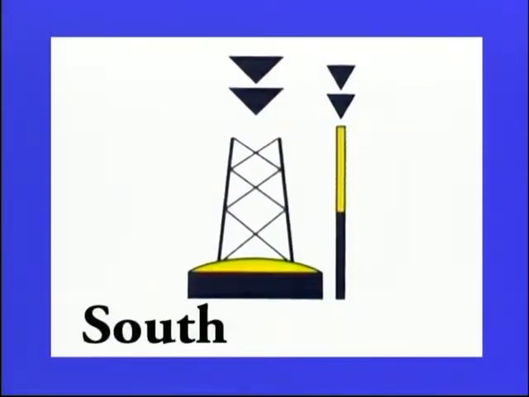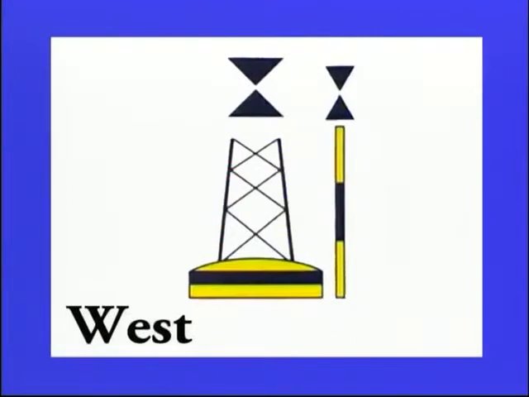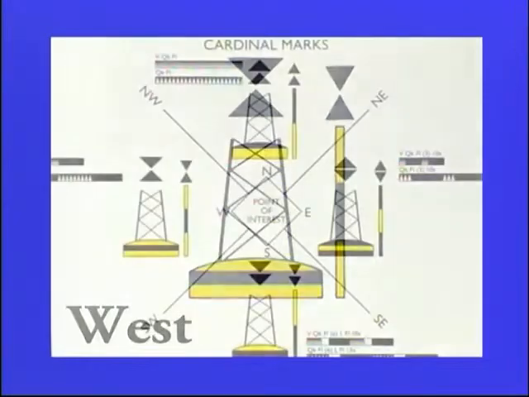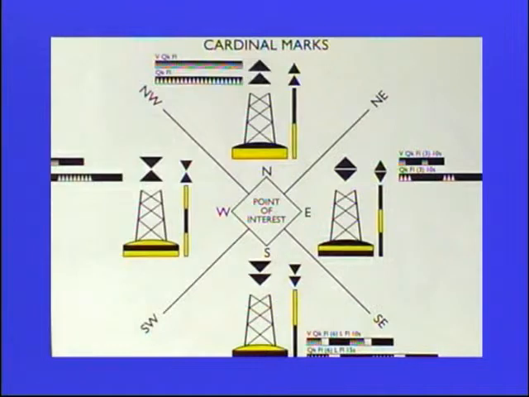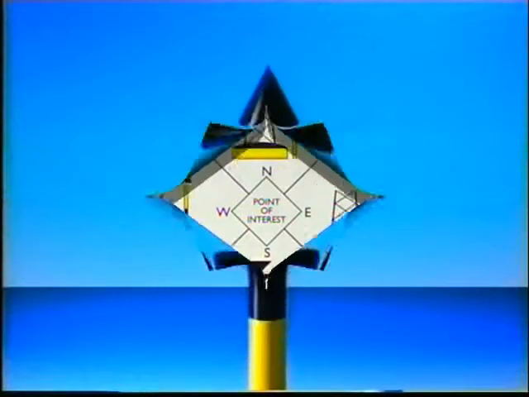South cardinal mark, we keep to the south. And west cardinal mark, we pass to the west. You'll notice that the cardinal marks are coloured yellow and black. Now there are different sequences of the yellows and blacks. You'll also notice that each cardinal mark has two triangles on top.